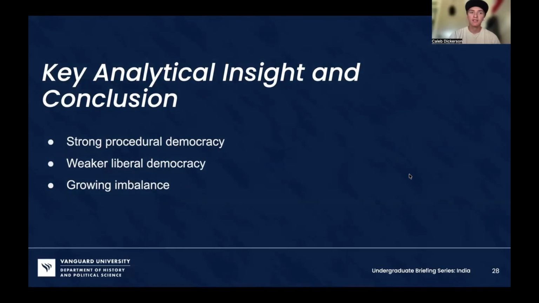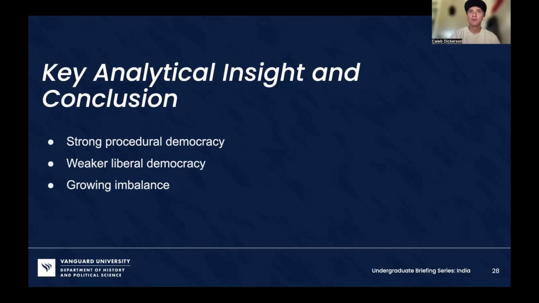So if we're going to look at our key analytical insight and conclusion, a key insight from the index is the distinction between procedural and liberal democracy. India performs well procedurally, meaning elections and participation are very strong. However, it's weaker in the more liberal aspects, such as protecting rights and maintaining institutional checks. This creates an imbalance where democracy continues to function, but it's not always fully liberal or in a rights-based environment.